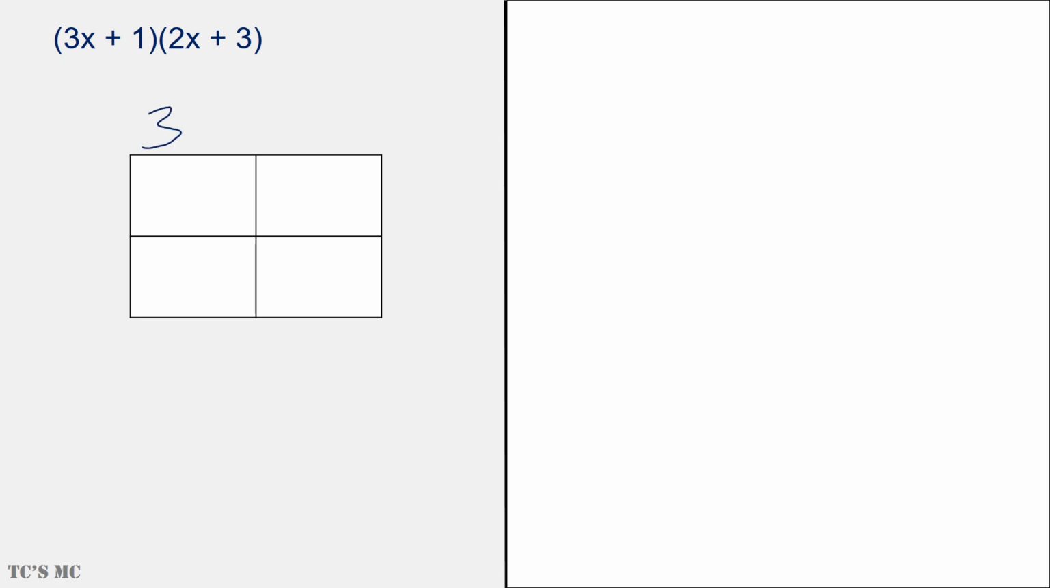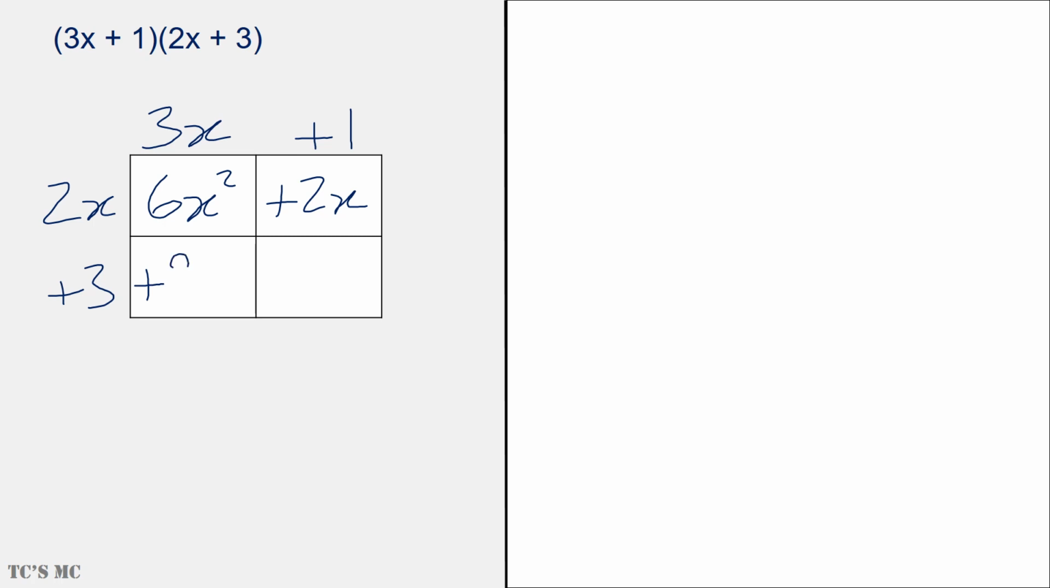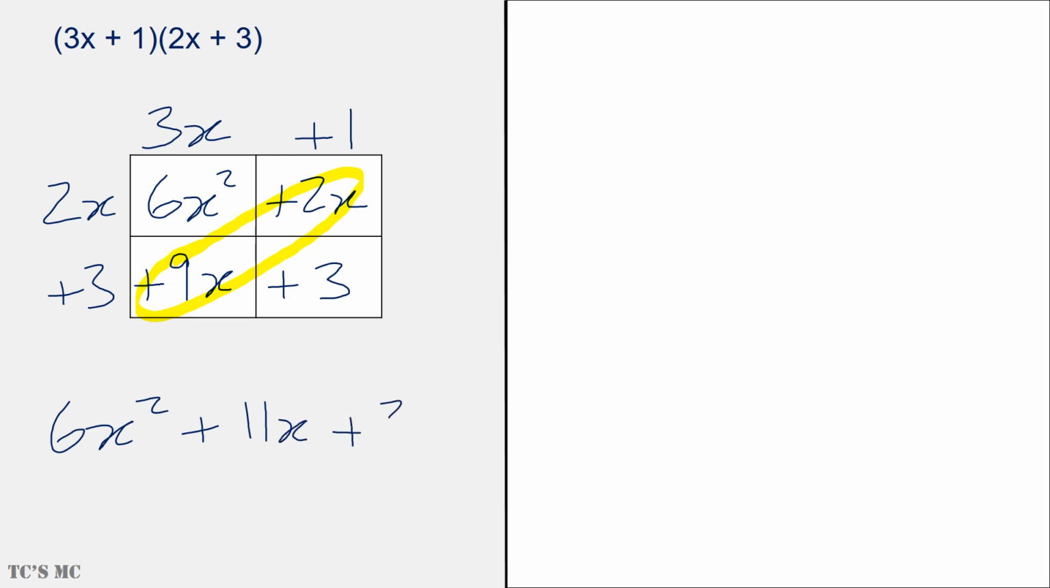So I'm going to put 3x plus 1 across the top, 2x plus 3 along the side. Now I'm going to multiply to fill in the inside. So I have 6x squared plus 2x plus 9x plus 3. Now when I write out my answer, I want to collect the like terms and simplify as much as possible. My like terms are this diagonal over here. So when I write it out, I have 6x squared plus 11x plus 3.